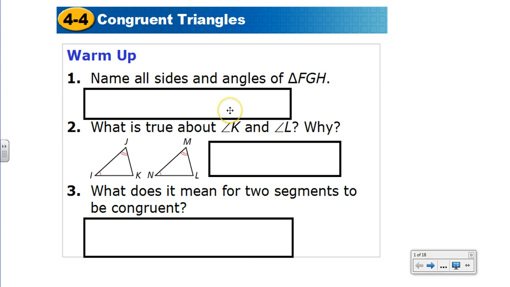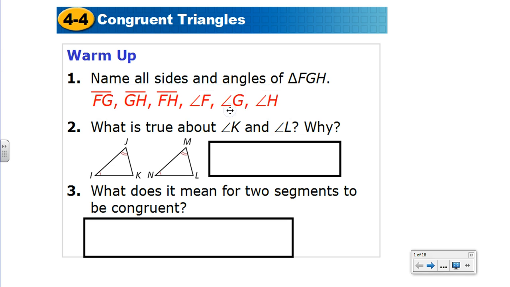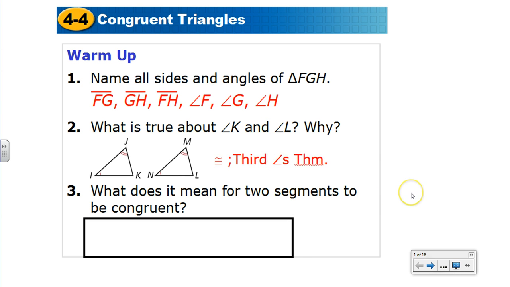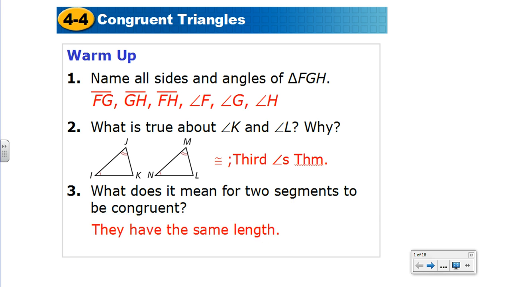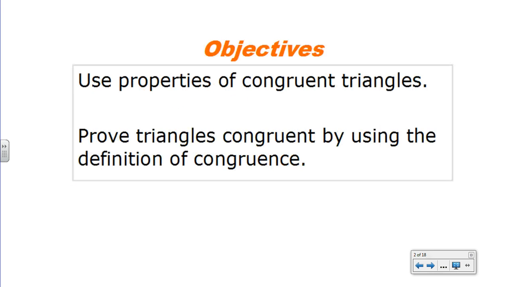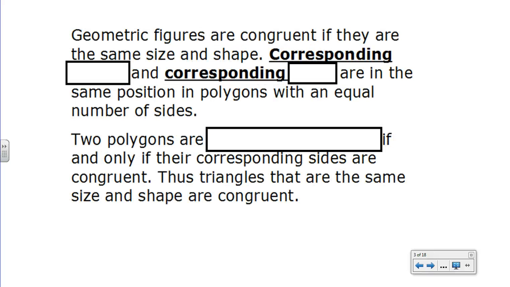All sides and angles of triangle FGH are... What is true about these angles? Congruent, the third angles theorem, right? And what does it mean for two segments to be congruent? Same length, same measurement. All right, today we're going to use properties of congruent triangles and prove triangles congruent by using the definition of congruence.